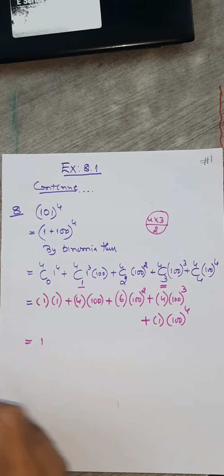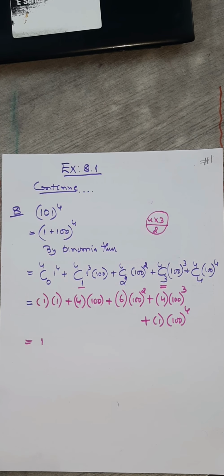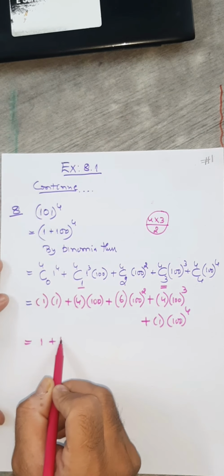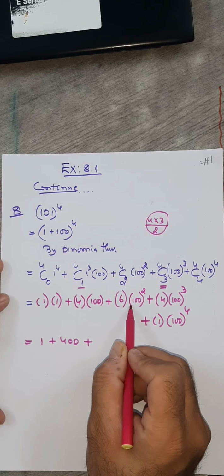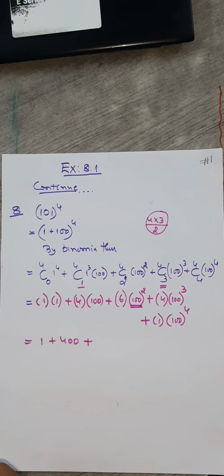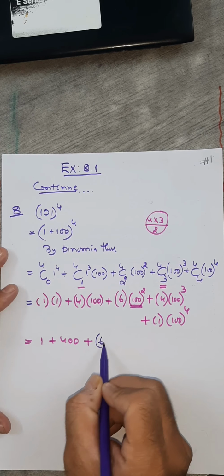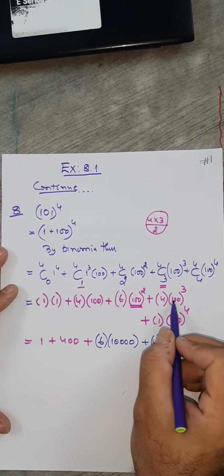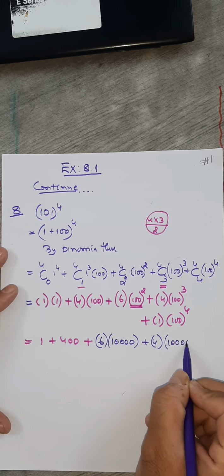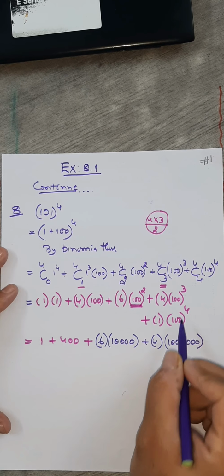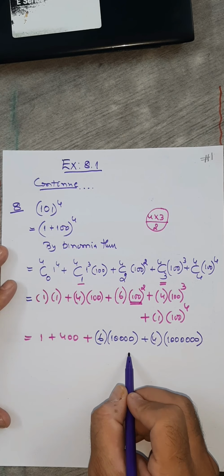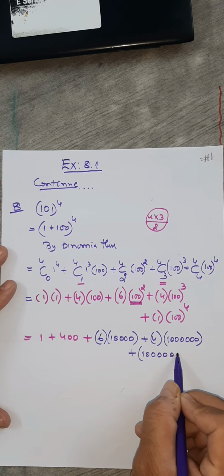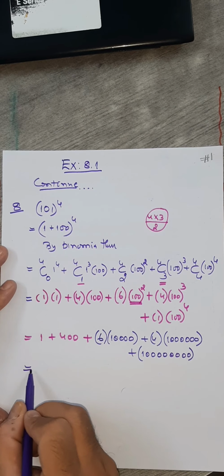So this will be 1 here, plus what about this? This will be just 400. What about this? Here 1 followed by how many zeros? 4 zeros. So 6 into 1 followed by 4 zeros, right? 4 into cube means 1 followed by how many zeros? 6 zeros. And here this is 1 followed by how many zeros? 8 zeros. Now we just add them.